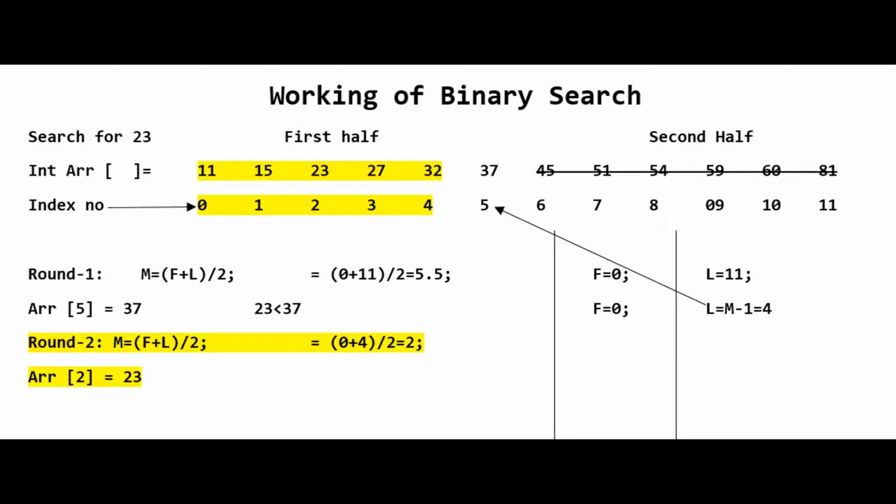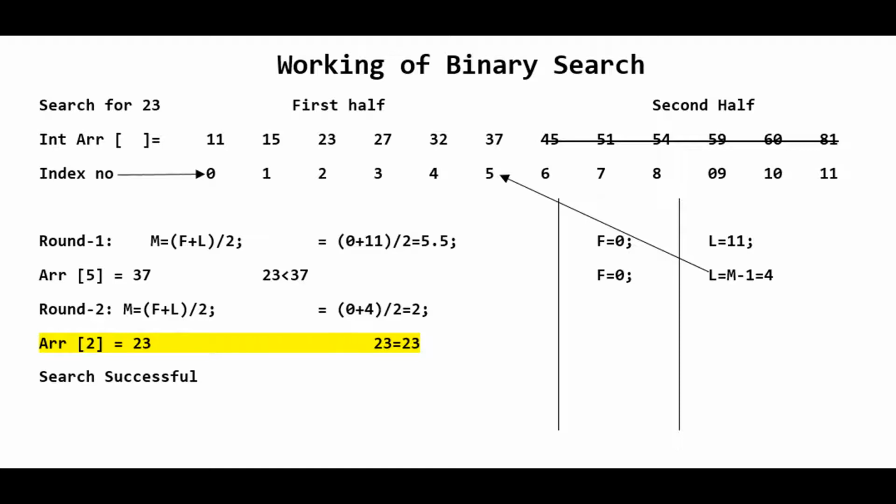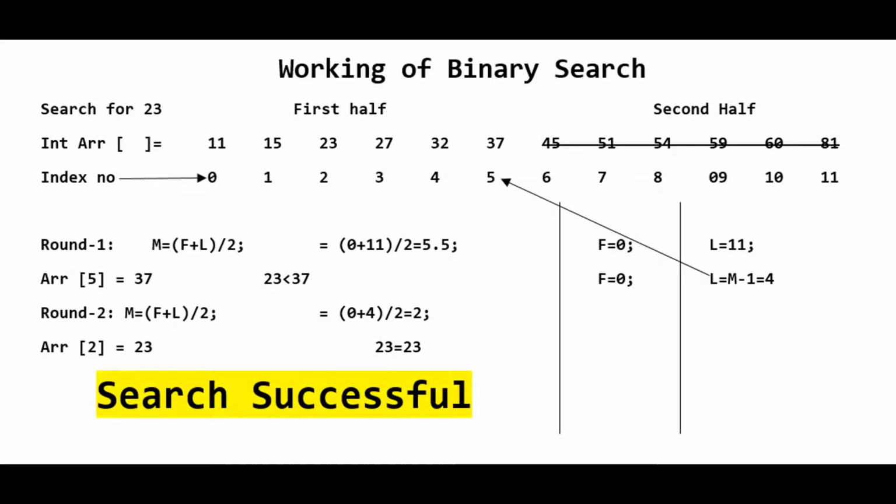Because we already found the middle element at index 5, what we do is middle index minus 1, and use that as the new last index. So in round 2, we have first index as 0 and last index as 4. So 0 plus 4 divided by 2, we get 2, where 23 is available, which is equal to what we are searching for. So what happens? The search becomes successful and then it will print the index number of that element.